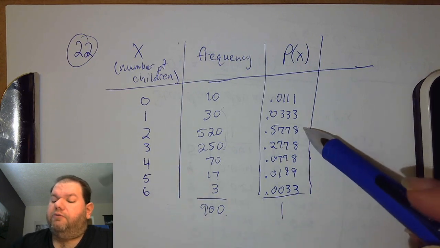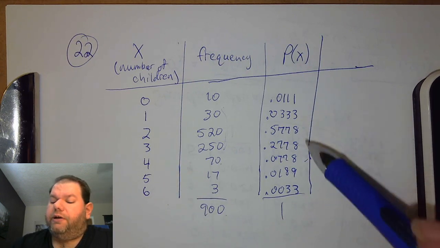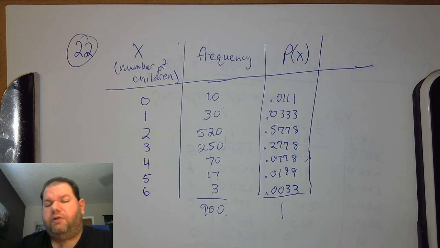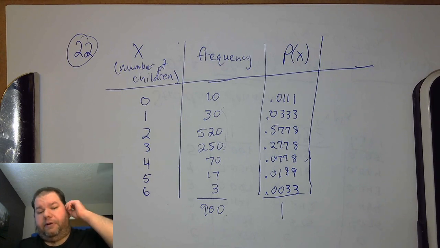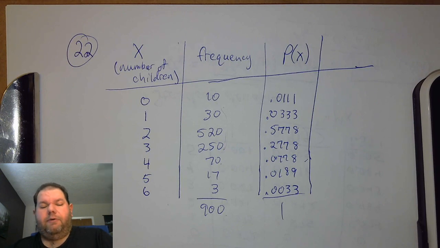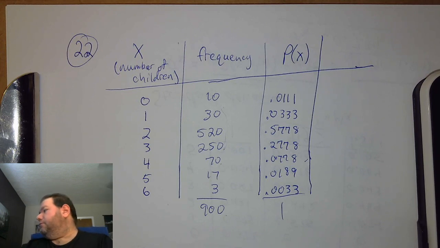Let's see that we have 24, 28 and 12. Yeah, this one actually comes out to be exactly 1. Can't always anticipate that, but even if it were off, it'd be off by like 0.0001 or 2 or something like that. Okay.